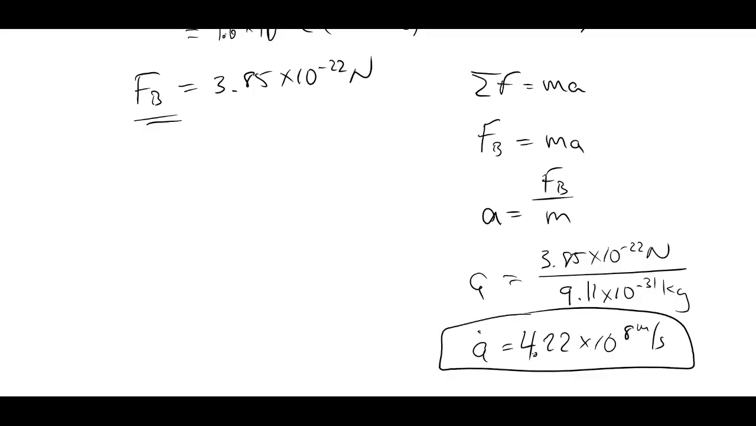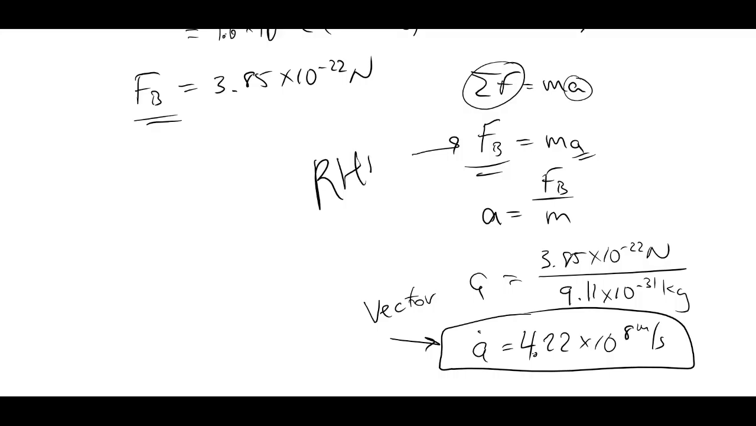Now, here's where a lot of you guys would stop. Acceleration is a vector, which means that we need to also include a direction. So how do I determine the direction of the acceleration? Well, the cool thing is that the acceleration's direction and the net force's direction are always the same. So A and F_B are in the same direction. So remember, how do I find the direction of the force? I use the right hand rule. That's how I find the direction.